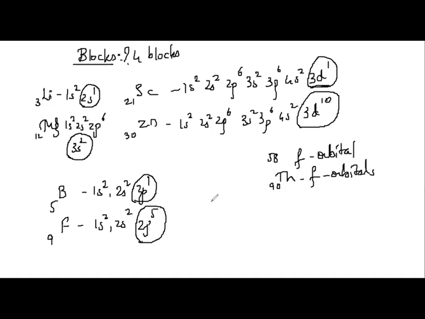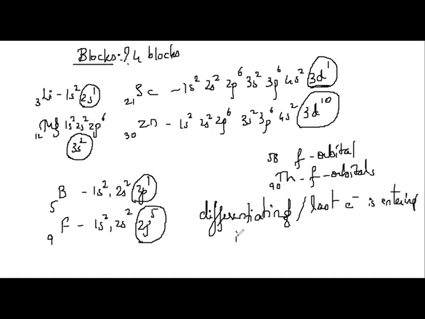So depending upon the last electron, which is called the differentiating electron. What do you mean by differentiating? It means the last electron. Depending on which orbital the differentiating electron is entering into, the elements are grouped into blocks.